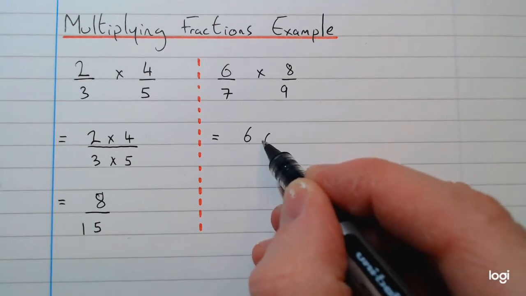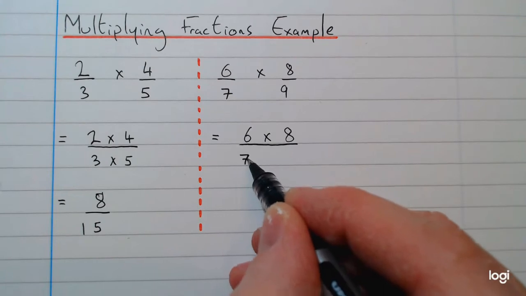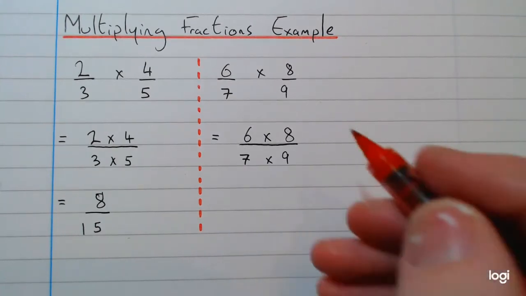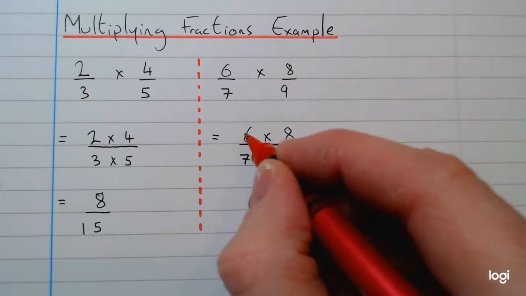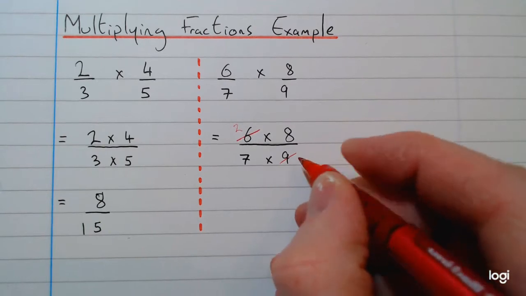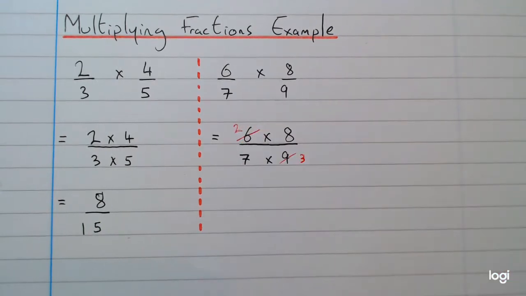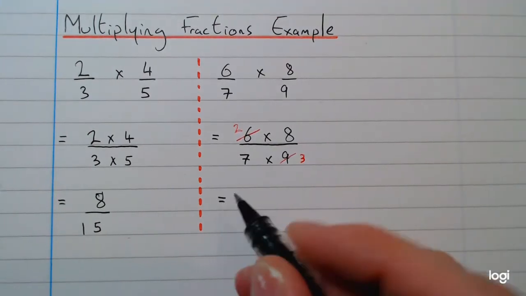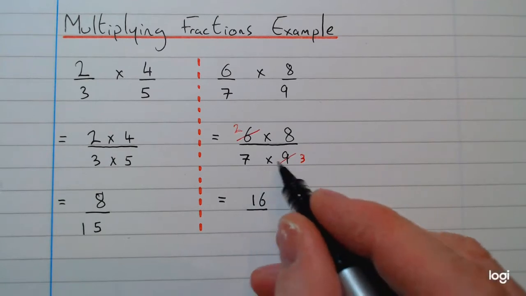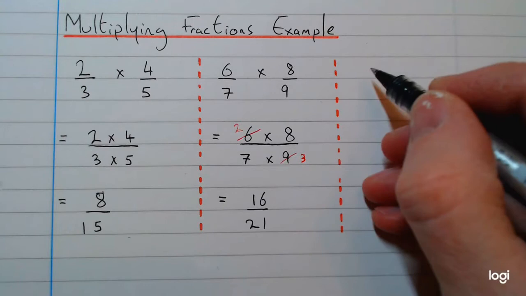If we look at 6 over 7 times 8 over 9, I'm going to do exactly the same thing with a twist this time. So I've got 6 times 8 on top and 7 times 9 on the bottom. But this time, before I multiply, I'm going to look at what I can simplify. I can see that 6 and 9 are both divisible by 3. So I'm going to divide them both by 3, cross them out and write my answer. So 6 divided by 3 is 2, that's why I've written a little 2, and 9 divided by 3 is 3. Now all I need to do is multiply 2 by 8 and 7 by 3 and I have my answer, 16 over 21. Not difficult.